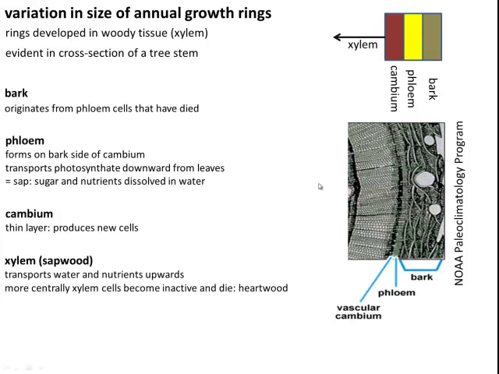The heartwood of the tree forms when the cells become inactive and die. On the outside of the xylem you have the cambium, which is the thin layer responsible for the production of new cells, and external to that, the phloem, which transports the photosynthate downwards from the leaves through the tree. So in other words, the sap passes through this layer here. That's the sugar and nutrients dissolved in water that's then redistributed through the tree. Phloem cells that have died are converted to bark and provide external protection for the tree.